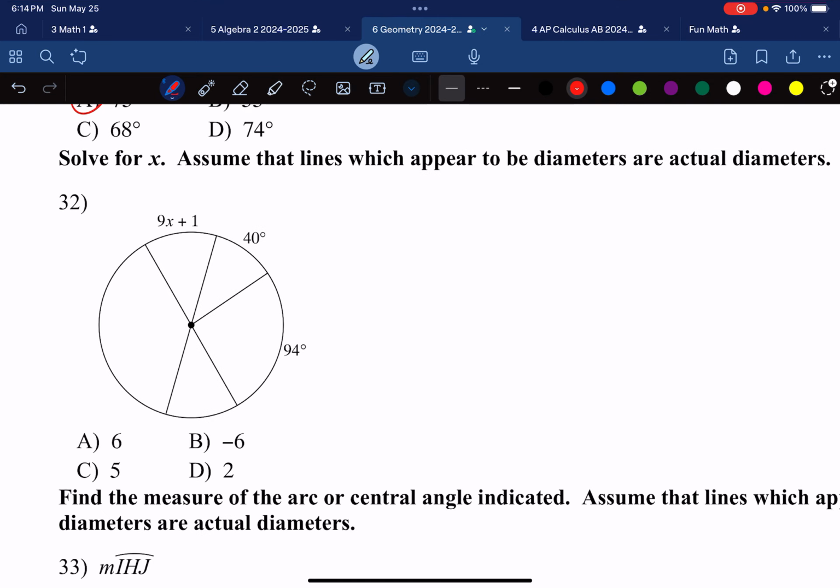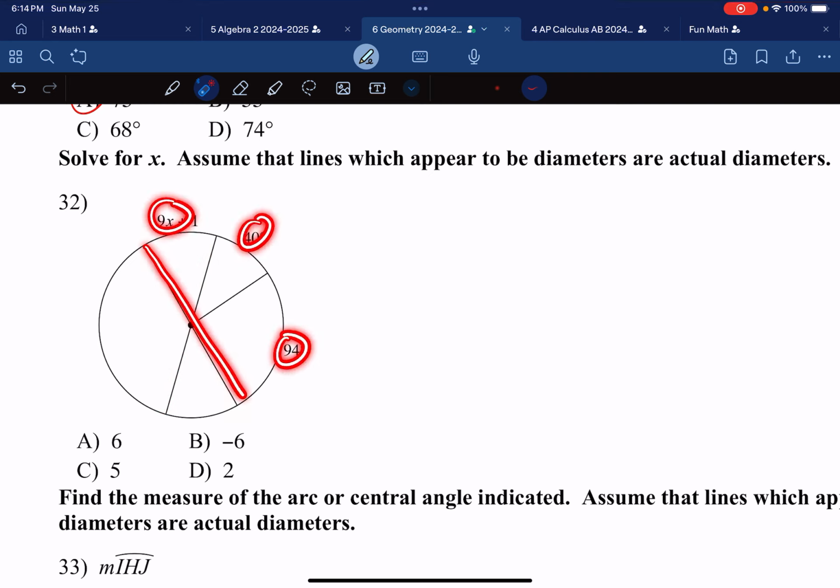Number 32, we're going to solve for x. So I see there's our x, so somehow we have a relationship with that angle. I'm noticing that there's this line here that I can leverage. I mean, this line is also 180 degrees, but it's not as helpful. This line is nice because it has 3 known angles that add up to 180. Therefore, these 3 arcs add up to 180. We have 1 arc, 2 arc, 3 arc. Those add up to 180.